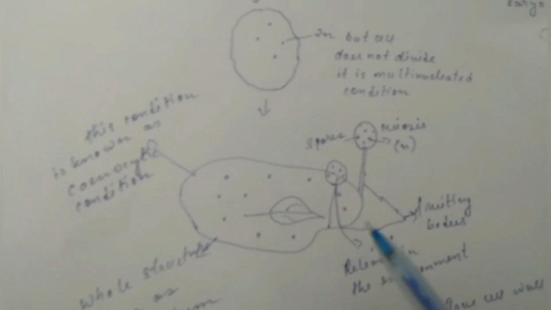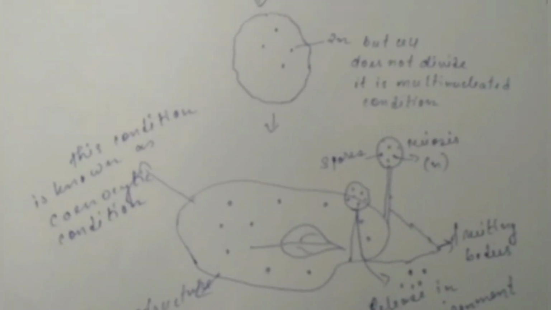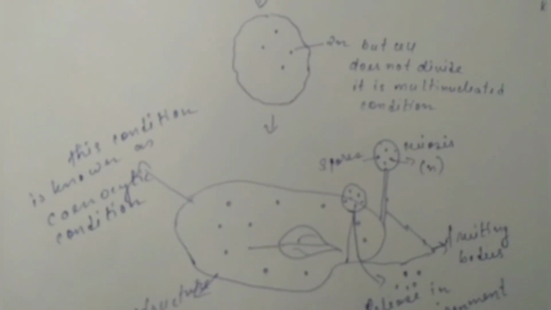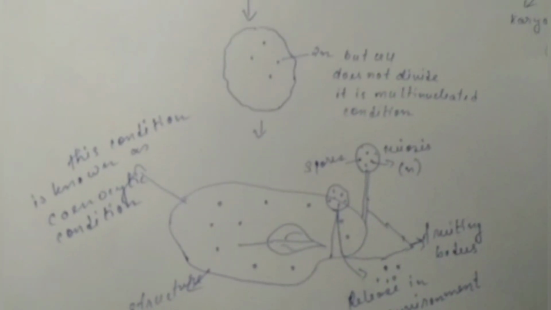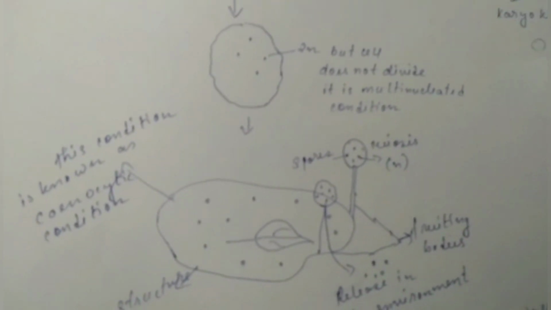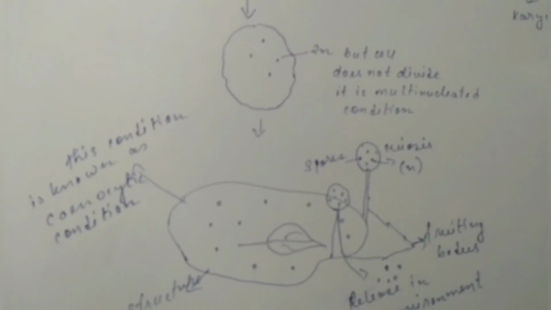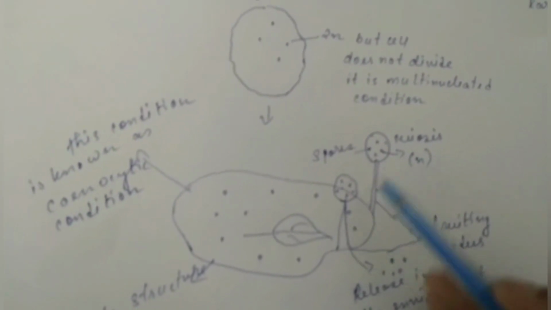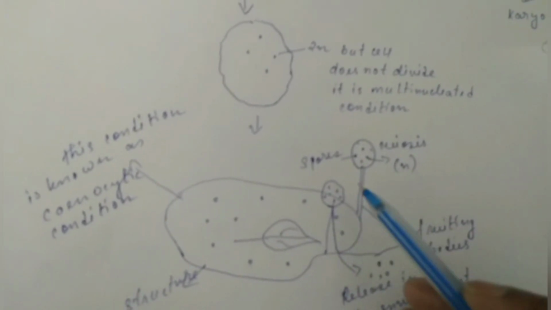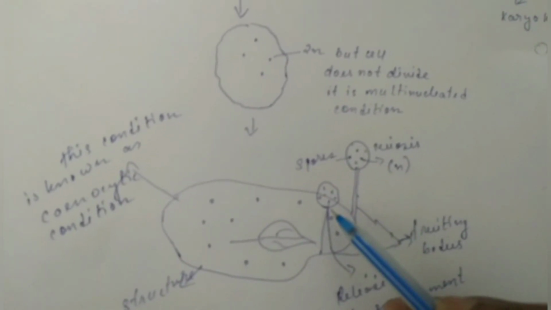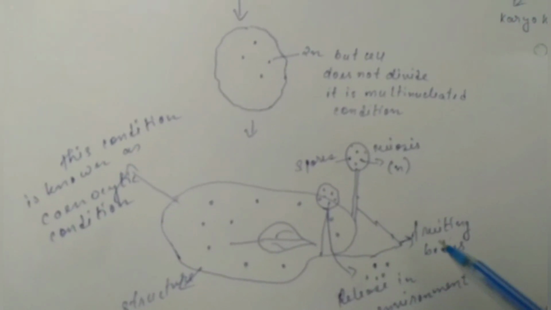Now if there are unfavorable conditions, suppose all the nutrients in the environment are used up and there are no nutrients left, then what will they do? They will form a fruiting body. This one is a fruiting body, another is a fruiting body, and together they are known as fruiting bodies.